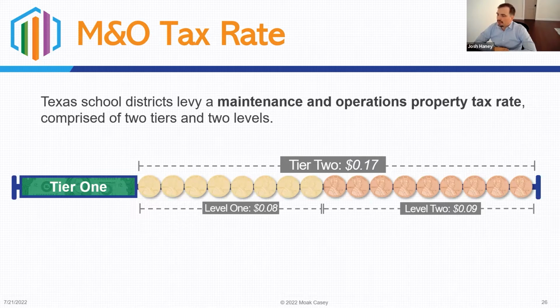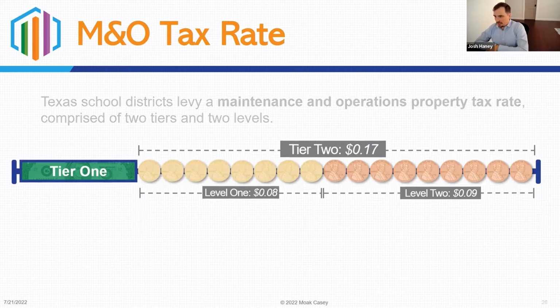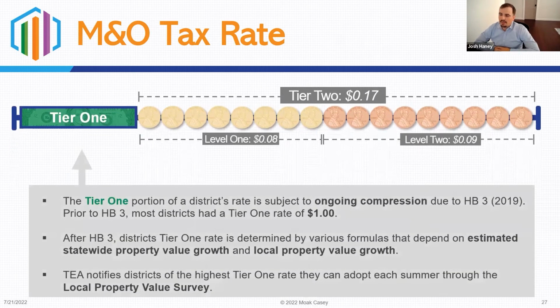So a quick little vocab lesson here, just to make sure we're all speaking the same language, since I think Romalda did mention there's a number of new CFOs on the call. Obviously, school districts have to adopt a maintenance and operation property tax rate to raise local funds. There are different components of this tax rate. There are 2 tiers, and then within the second tier, there are 2 levels, okay? All of this property tax compression stuff that we just talked about is going to impact tier 1, okay?